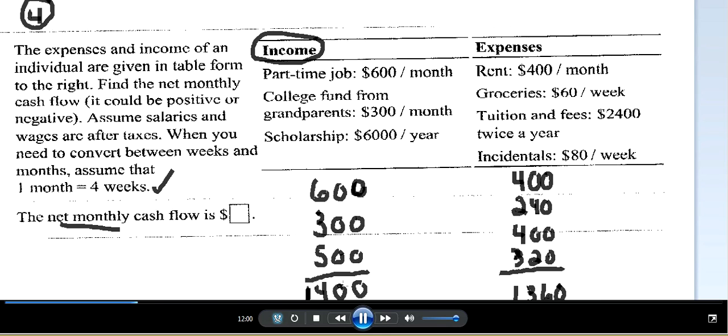Okay. And what's your net monthly? Your net monthly cash flow is going to be $1,400 how much you take in, less how much you spend, so you've got a monthly cash flow of $40. Yikes. Okay. That's it for number 4.